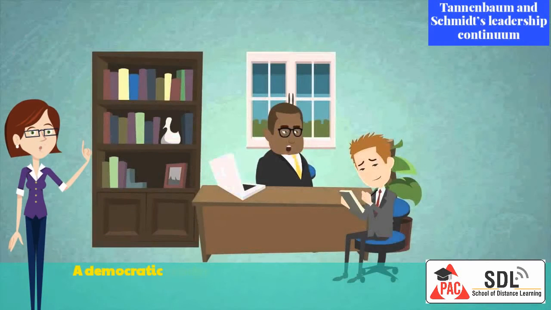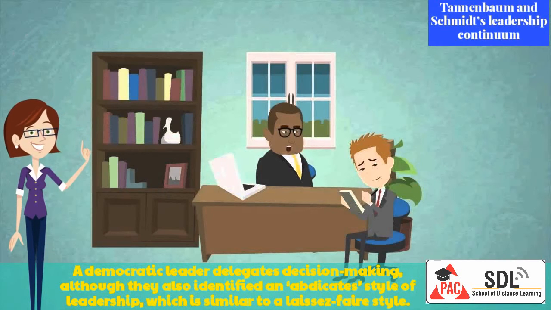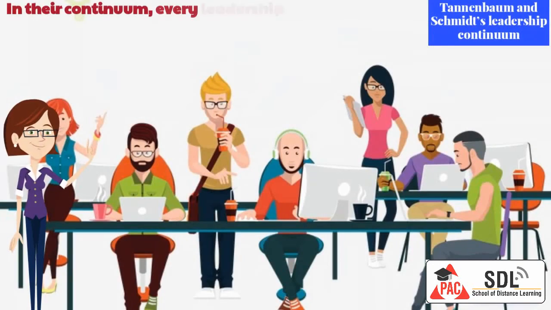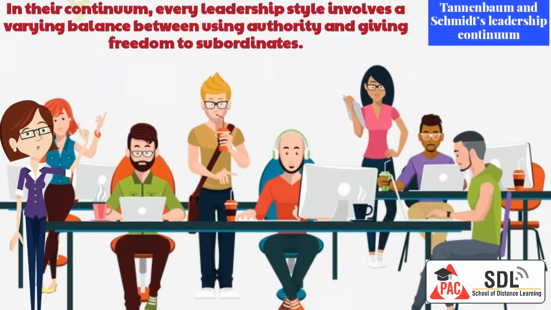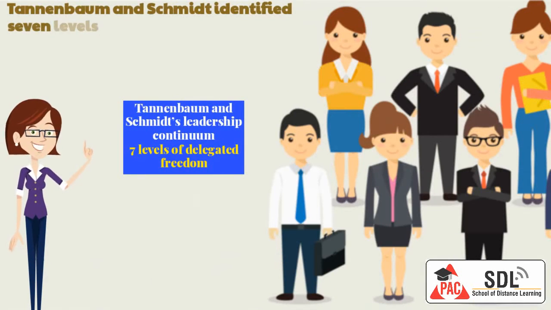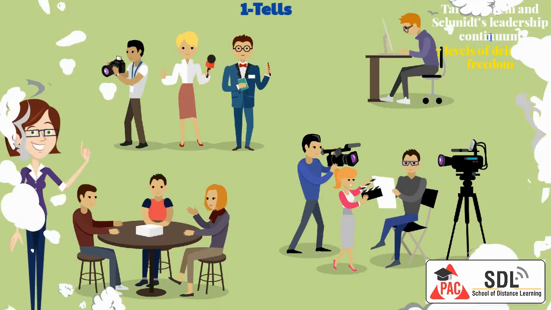A democratic leader delegates decision-making, although they also identified an abdicates style of leadership, which is similar to a laissez-faire style. In their continuum, every leadership style involves a varying balance between using authority and giving freedom to subordinates. Tannenbaum and Schmidt identified 7 levels of delegated freedom on their continuum.